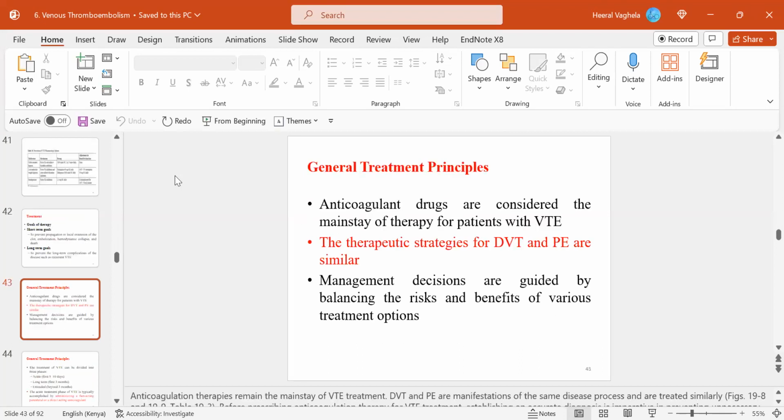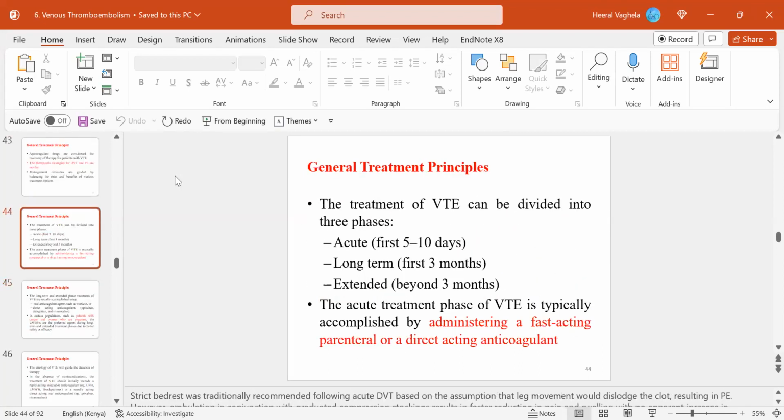Okay, so for therapy, there's acute, long-term, and extended phase. The acute phase is usually 5 to 10 days, long-term is the first 3 months, and extended is beyond 3 months. For acute, you usually give the fast acting drugs like the low molecular weight heparins. For long-term and extended treatment, you give warfarin or direct acting anticoagulants.